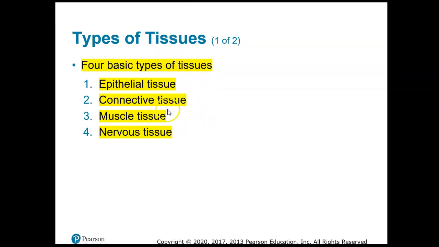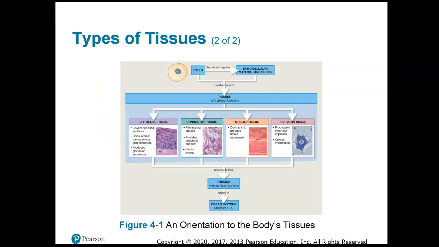We'll spend a lot more time on the first 2 because we will cover muscle and nervous tissue in those chapters. But we will spend more time with epithelial tissue and connective tissue. So these are the 4 basic types of tissue: epithelial, connective, muscle, and nervous tissues. This is a chart that kind of organizes the tissues and gives you a little bit of information.